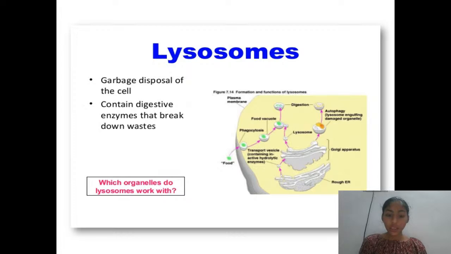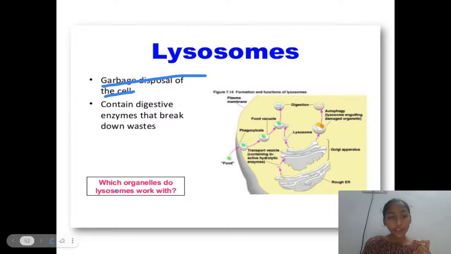Lysosomes. Lysosomes are also called the suicide bags of the cell. Do you know why? This is the garbage disposal of the cell. They contain digestive enzymes that break down waste. Which organelle do lysosomes work with? Any idea? You may tell me in the comment section. Please tell me. Any idea which organelle lysosomes work with?